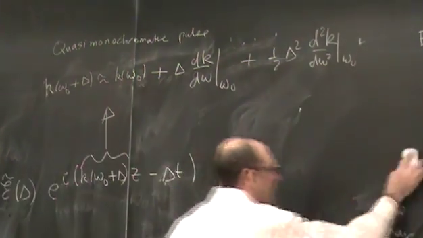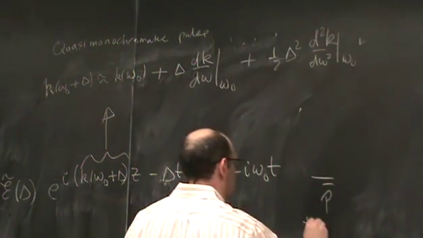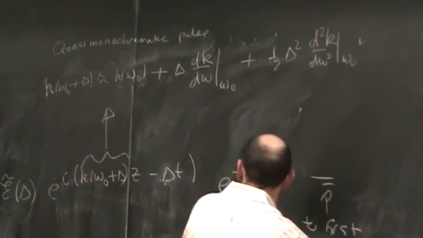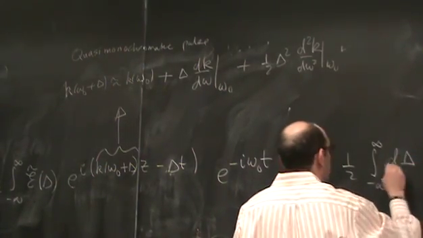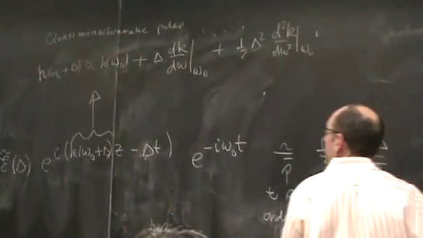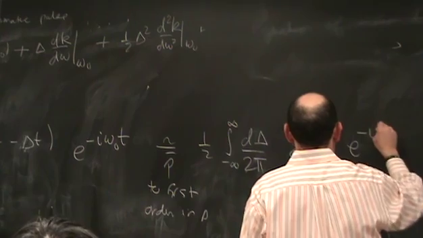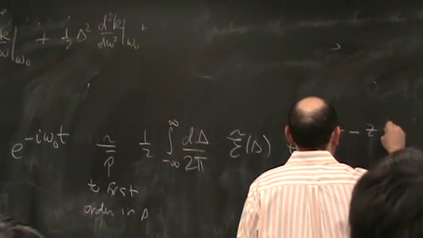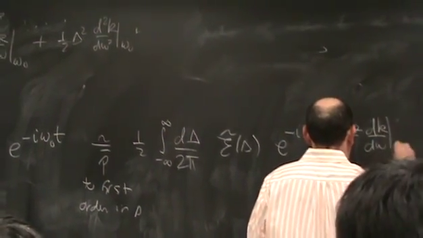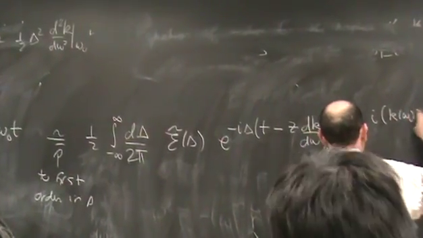If we just take the first order term in delta, this is approximately equal to 1 over 2 pi, integral over all delta, but this is only peaked near delta equals 0, of e to the minus i delta (t minus z times dk/d omega at omega naught), times e to the i k at omega naught z minus omega naught t.